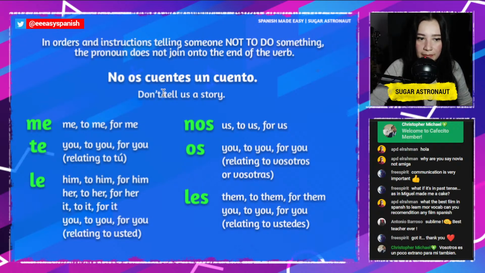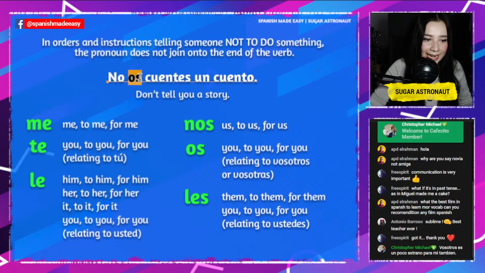And you're pretty much saying the same thing, as I said when we were talking about te. You're pretty much saying don't tell yourselves. Sounds more like yourselves because it's plural you, okay? So before I said you, but this in English doesn't make much sense. Don't tell you a story, because you're talking to a group of people. So I would say don't tell us a story. But it could be you yourselves, you know, you're just talking to a group of people in Spain. So, no os cuentes un cuento. Don't tell to a group of people a story. And it can get confusing, I know.